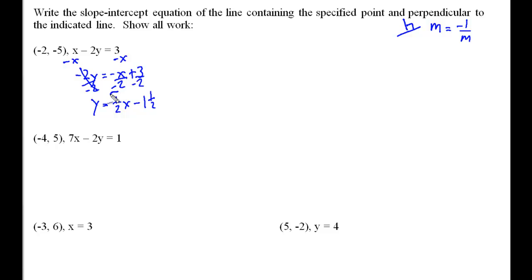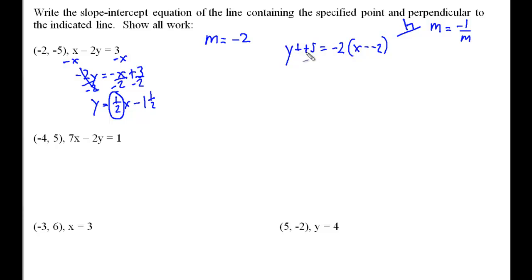Now you see that this is my slope. But since we want perpendicular to this slope, the opposite reciprocal of 1/2 is -2 over 1, or just -2. So now we have our slope. We can plug that into y minus -5 is equal to -2 times x minus -2. We're getting the 2 and the 5 from this point over here.